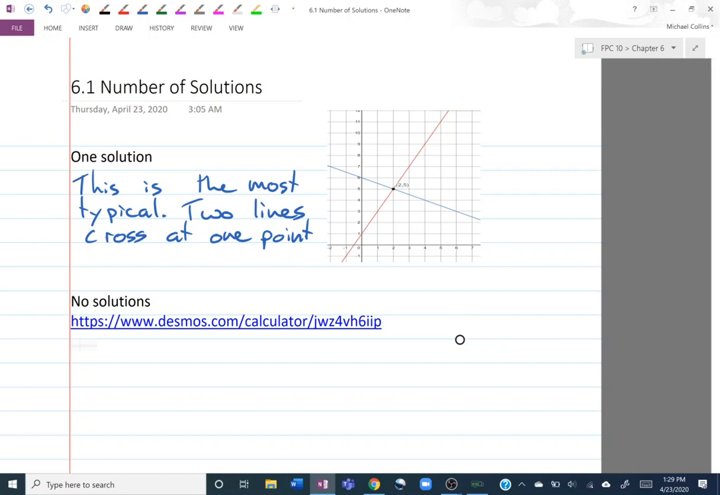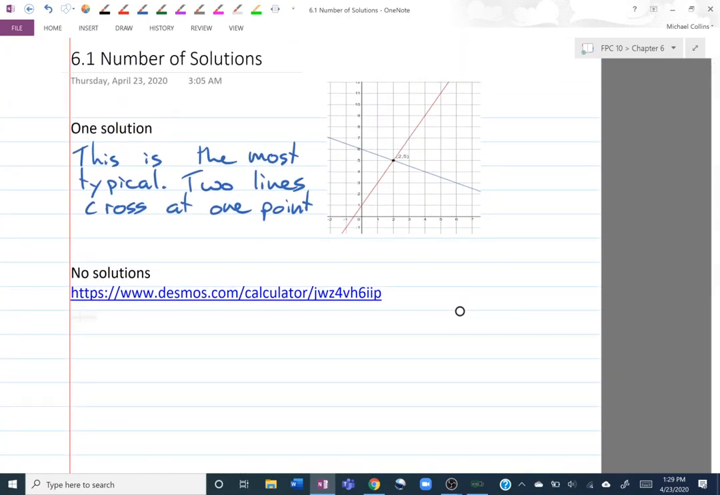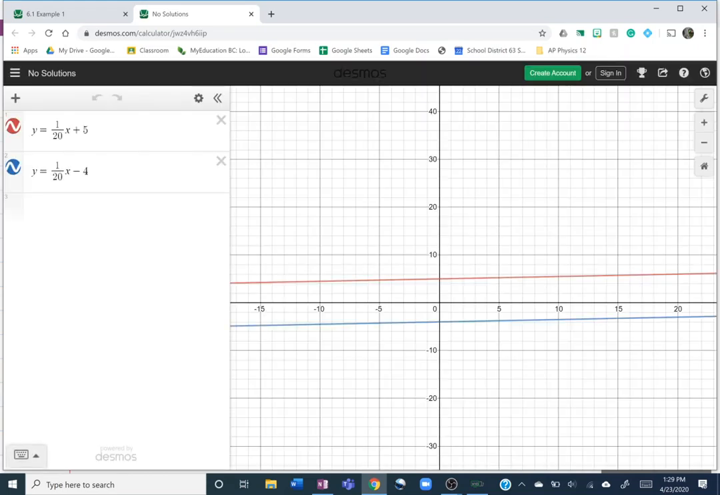No solutions is a little bit harder to see. No solutions, I'm going to bring up the calculator again. See what happens if you have two lines that are parallel, so they will never cross. And I wanted to bring this up in Desmos. You can see just on the left here the equations that I've typed in. Notice how it's really easy to see they have the same slope but different y-intercepts, so they're not touching.